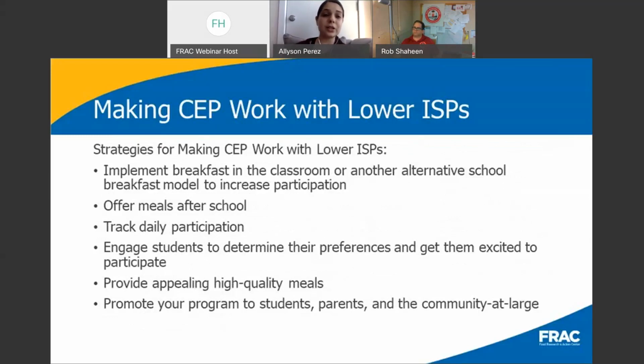In addition to the strategies on the previous slide, FRAC has compiled a series of best practices over the years that have helped districts make CEP work at lower ISPs, which include the following: implementing breakfast in the classroom or other alternative school breakfast models to increase our participation, offering meals after school to maximize federal reimbursements, tracking daily participation, engaging students to determine their preferences and to get them excited to participate, providing appealing, high-quality meals, and promoting your program to students, parents, and the community at large through communications and outreach. Next slide.